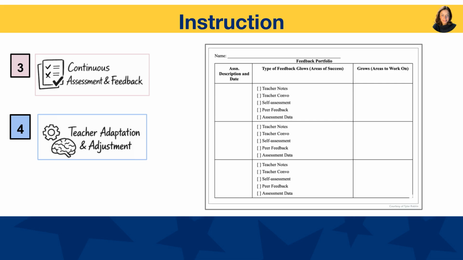Within the Visible Learning Framework, this ongoing cycle of feedback, reflection, and adjustment helps make learning visible so that both teachers and students can clearly understand where they are going, and how they're going to get there.